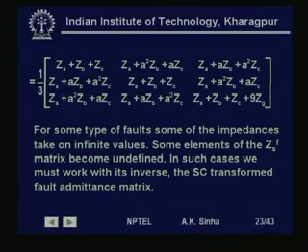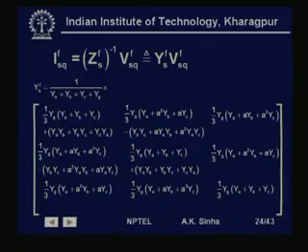For some types of faults, some of the impedances take on infinite values, and some elements of the Z f s matrix become undefined. In such cases, we must work with its inverse, the symmetrical component transformed fault admittance matrix. So, instead of the fault impedance matrix, we work with the fault admittance matrix when the fault impedance matrix is not defined, meaning some of the elements of this become infinite.